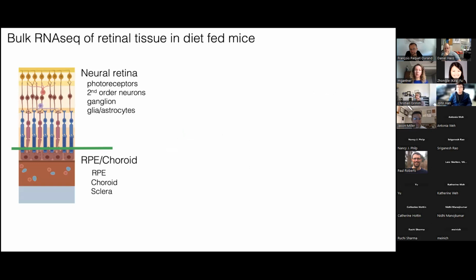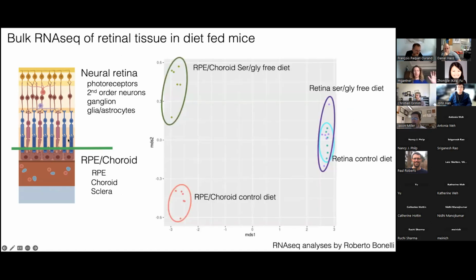So we started with bulk RNA-seq, and we took mice fed the control diet or the serine glycine free diet, and we separated out the neural retina from what we call the back of the eye, or the RPE choroid, and then we ran the bulk RNA-seq on those separately. From what you can see in this MDS plot, which is similar to a PCA, and looks at how the samples relate to each other, when we look at the neural retina on the serine glycine free diet versus the control diet, there's little distinction in the transcriptional profile.